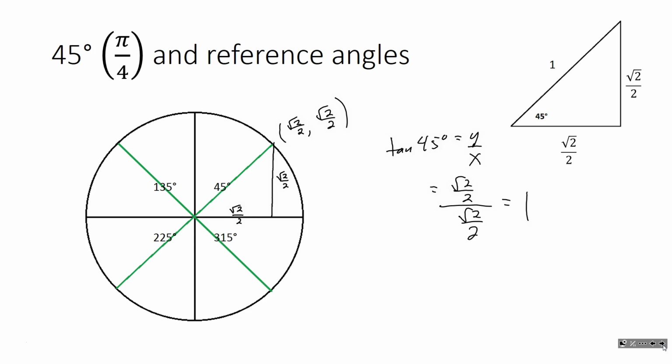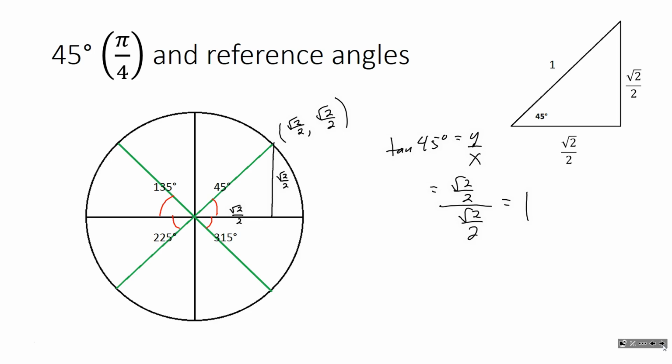Anything over itself is 1. Now, I'd like you to notice that this 45-degree angle, that 135 is 45 degrees away from the x-axis also. We say that 135 has a reference angle of 45 degrees because it's the same number of degrees away from the x-axis. Similarly with 225, that's 45 degrees away from the x-axis.